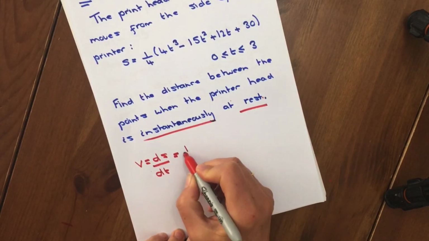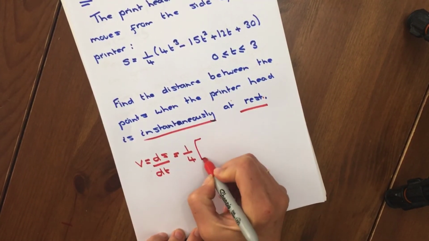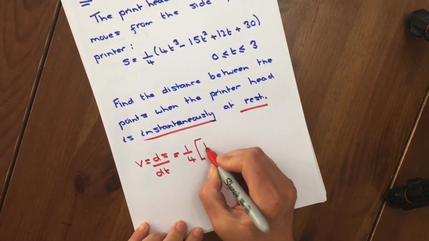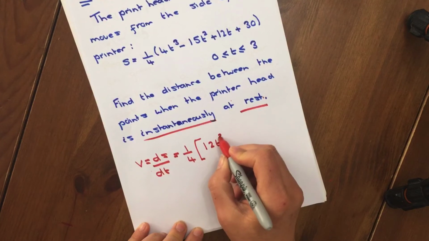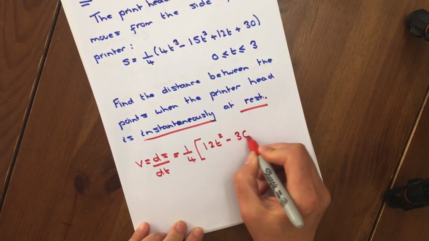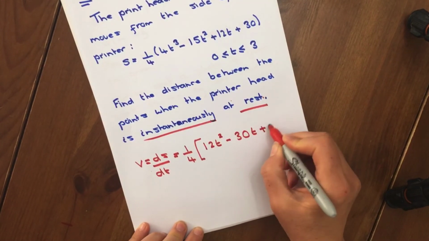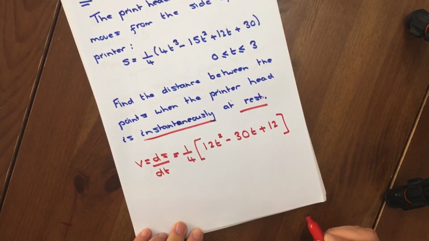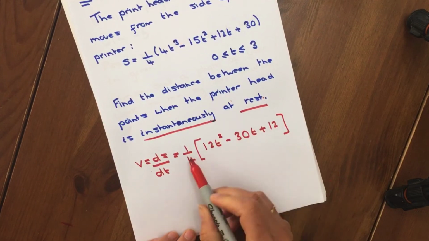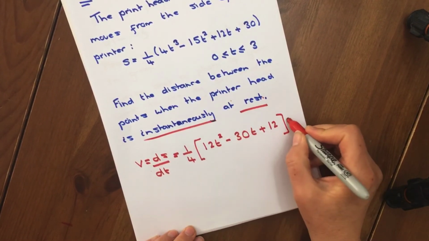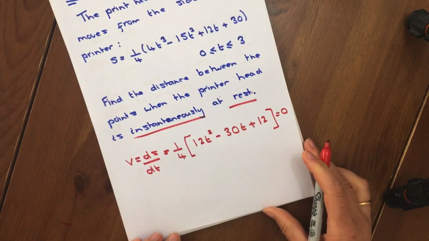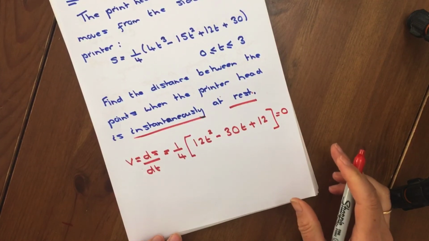I'm going to keep the quarter outside and then differentiate everything inside the brackets. So bring the power down, take 1 off the power. Bring the power down, take 1 off the power. And the 30 will differentiate to 0. And that whole equation will equal 0 when the velocity is 0, when the printer head is at rest.